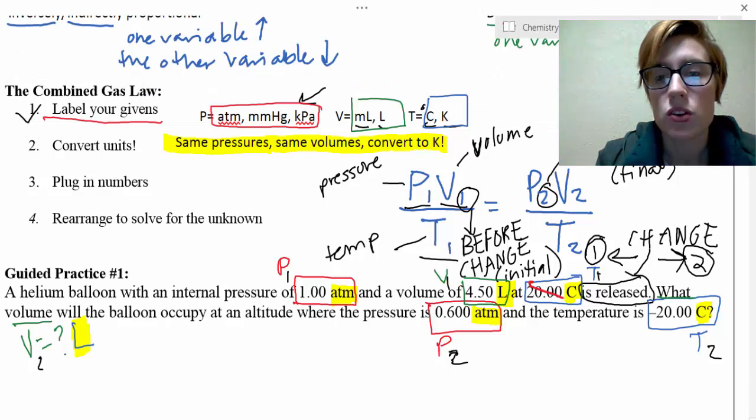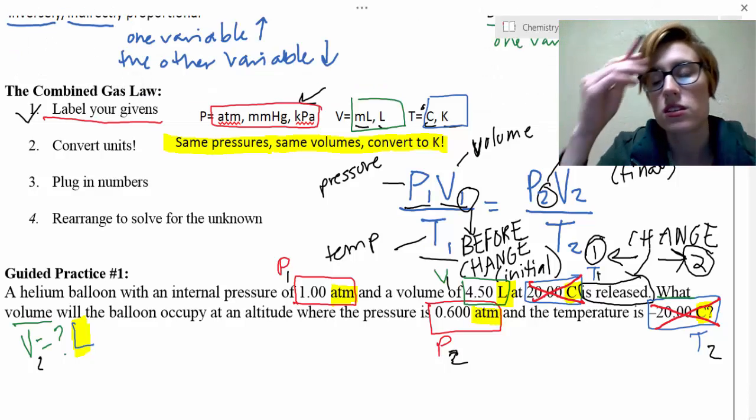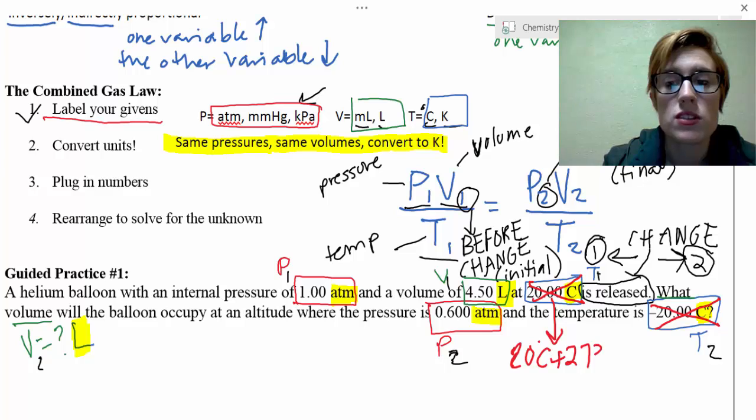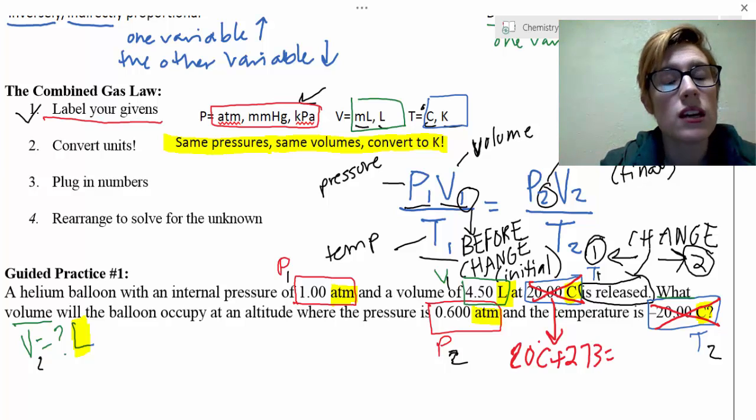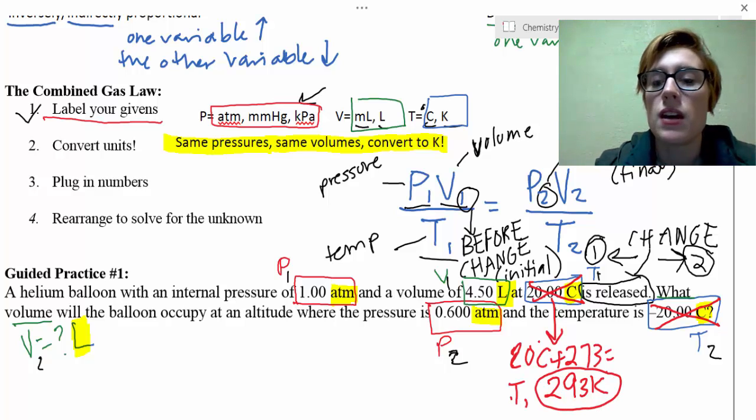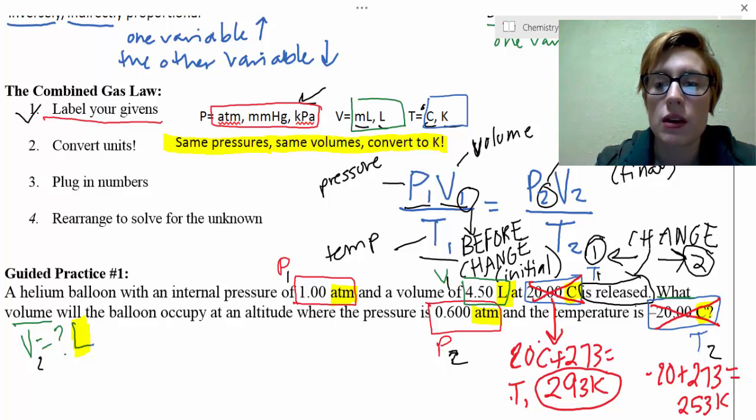I'm going to cross this out because we're not going to use these Celsius values anymore. We're going to have to use a conversion. So how do I convert 20 degrees Celsius to Kelvin? You should remember from our previous video that if you just add 273, then you get Kelvin. So this is going to be 293 K. This is T1, we previously labeled it T1. This negative 20, I'm still going to add 273 to it. And what do I get? 253 K, and that would be my T2.